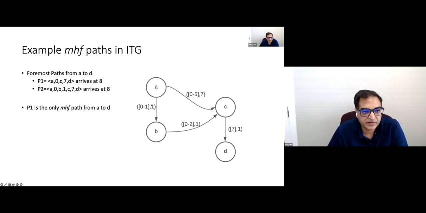So this is an example of the MHF paths in the interval temporal graphs. As we can see, traveling from vertex A to D, we have a path that goes from A to C, reaches C at time 7, and then departs C at 7 to reach D at 8. And another path that goes through B, C, and D. Both the paths are foremost paths as they arrive at the same time at D, which is time 8, whereas the first one goes through a lesser number of hops, and that is the only MHF path in this graph.